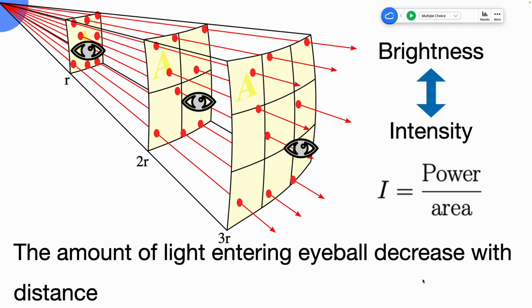Okay? So that's why we now have intensity defined, because intensity is important. What tells you about the brightness is the intensity, not the power. Just some terminology. Okay?